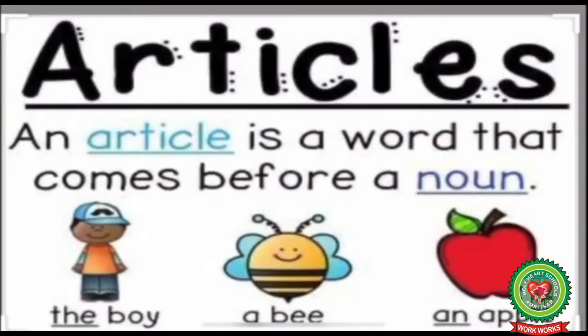Now children, let's discuss what actually is an article. An article is a word that comes before a noun. Noun, a naming word. So children, an article always comes before a noun. We have three articles, the, a and an. See here in this example, the boy, a bee, an apple.